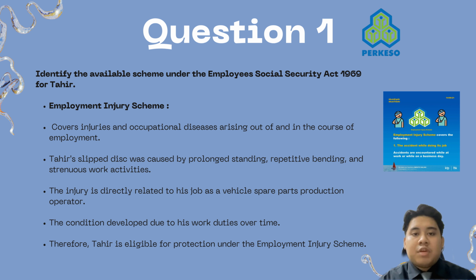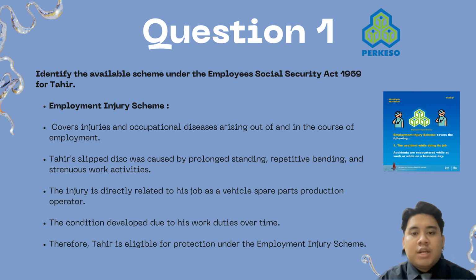Now we move to question 1, which is to identify the available scheme under the Employee Social Security Act 1969 for Tahir. The available scheme for Tahir under the Employee Social Security Act 1969 is the Employment Injury Scheme. This scheme provides protection for employees who suffer injury or occupational disease arising out of and in the course of their employment. In Tahir's case, he worked as a vehicle spare parts production operator where his job required prolonged standing, repetitive bending and strenuous physical activities.